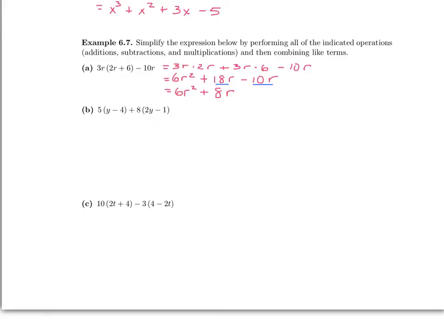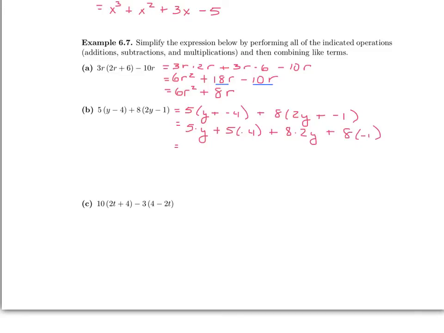Notice that we have differences in here, so we will begin by replacing the subtractions with additions. So this is 5 times y plus a negative 4, plus 8 times 2y plus a negative 1. Now we perform the distributive property. We get 5 times y plus 5 times negative 4. Perform the distributive property again, gives us 8 times 2y plus 8 times negative 1.